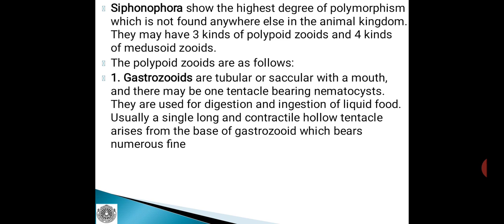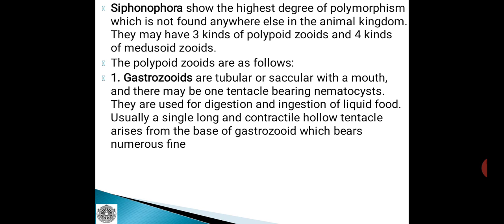Siphonophora show the highest degree of polymorphism in coelenterates, which is not found anywhere else in the animal kingdom. They may have 3 kinds of polypoid zooids and 4 kinds of medusoid zooids. The polypoid zooids are as follows. Number 1, gastrozooids. These are tubular or saccular with a mouth, and there may be one tentacle bearing nematocysts. They are used for digestion and ingestion of liquid food.